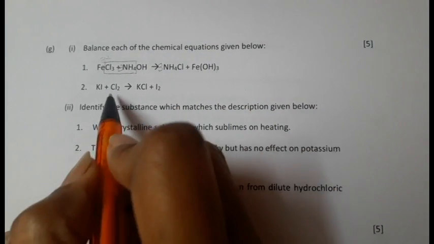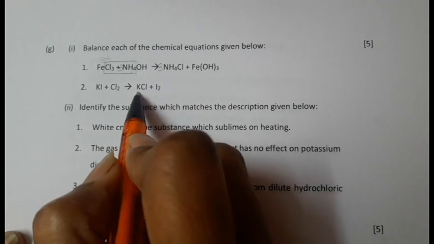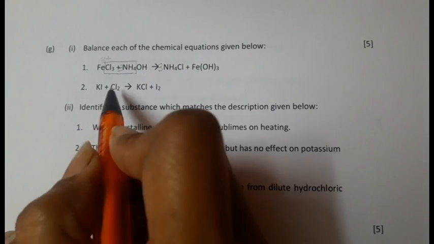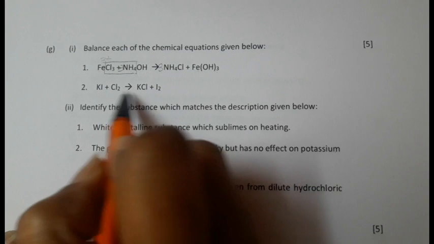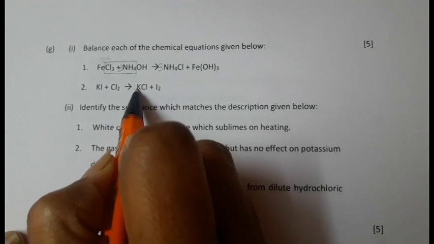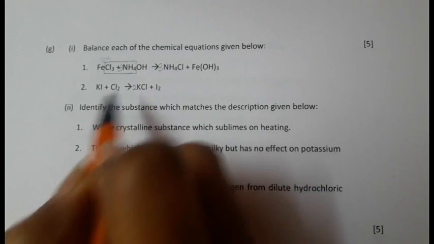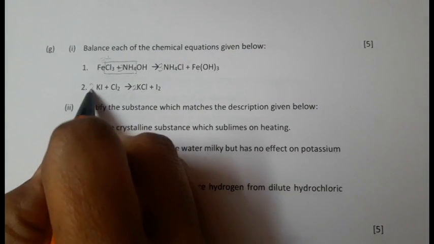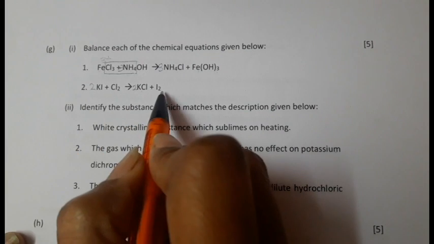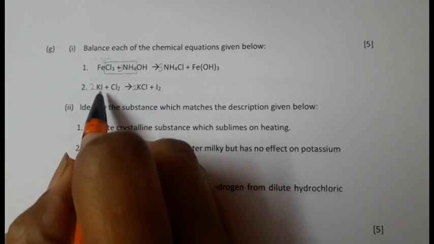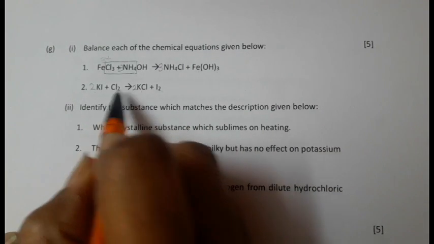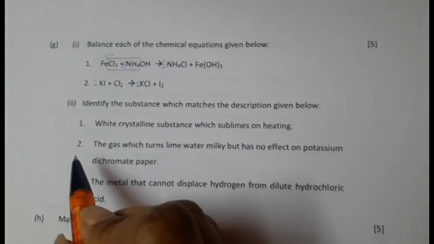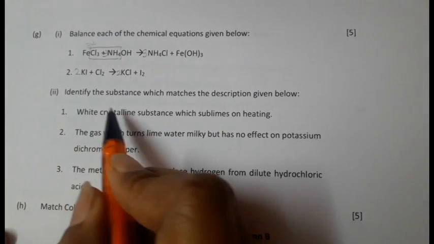Come to the second one. KI plus Cl2 gives KCl plus I2. Now if I have Cl2, to balance chlorine I can put 2 here. So this will be 2 KCl. So 2K will be balanced by putting 2 KI here and I2. So K is balanced, I is balanced, Cl is balanced. Let us come to our second part.